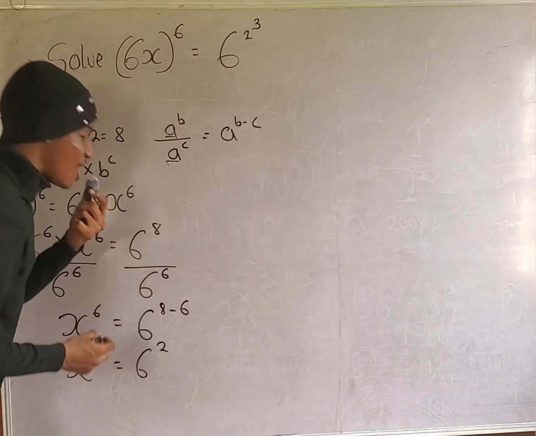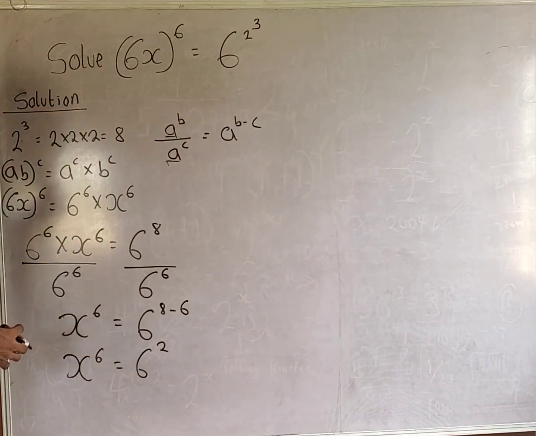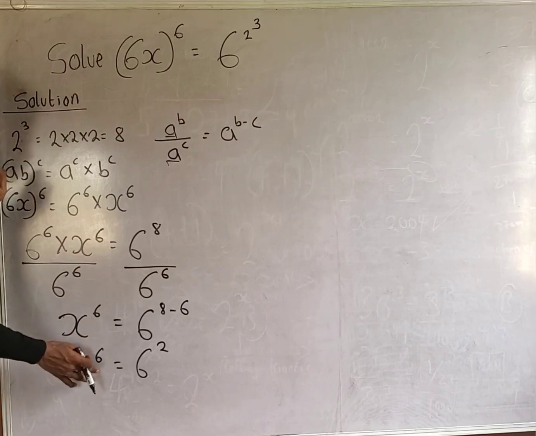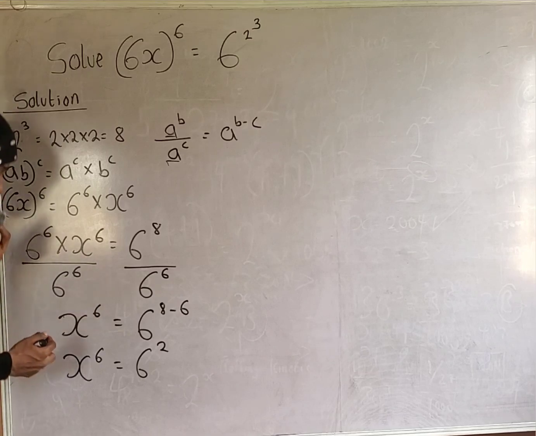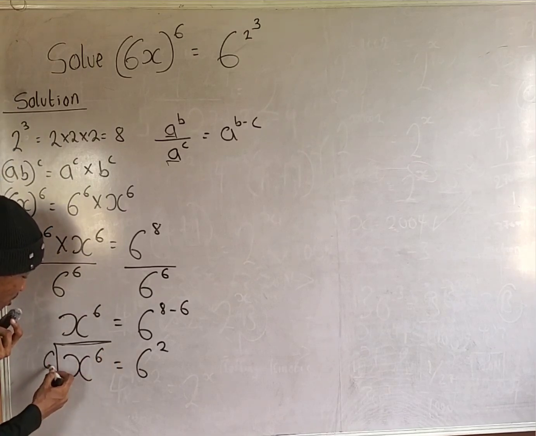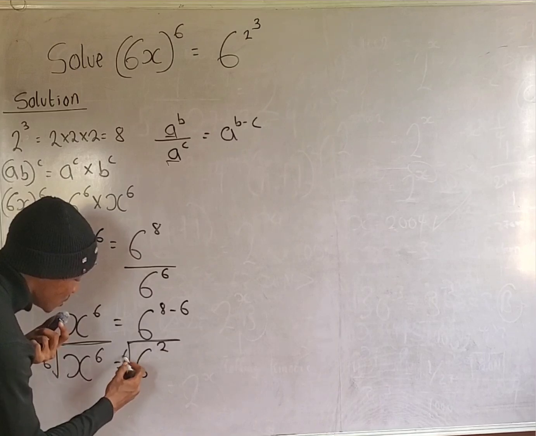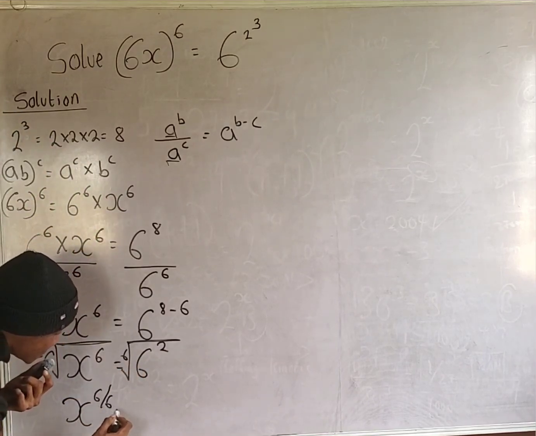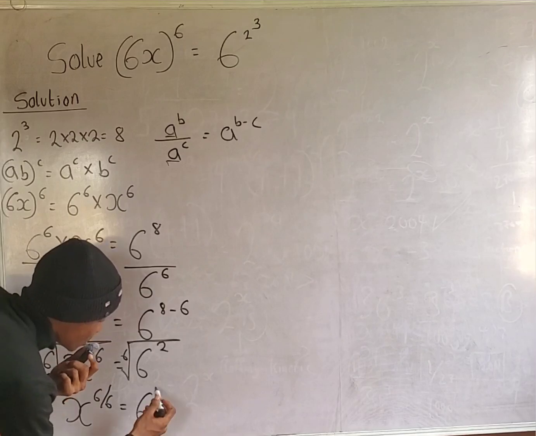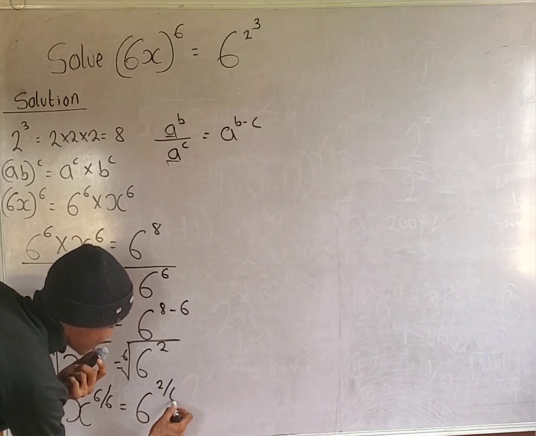6 raised to the power of 2. Now, our goal is to find the value of x and not the value of x raised to the power of 6. To do that, I have to eliminate the exponent of x, which is 6. Do you understand? And that comes by taking the sixth root of both sides. So the sixth roots, I'm going to have x raised to the power of 6 divided by 6 equals 6 raised to the power of 2 divided by 6.